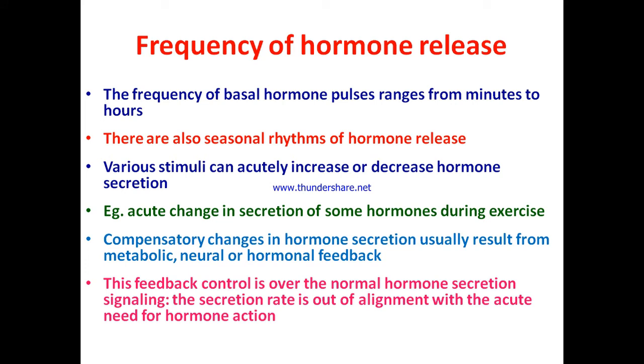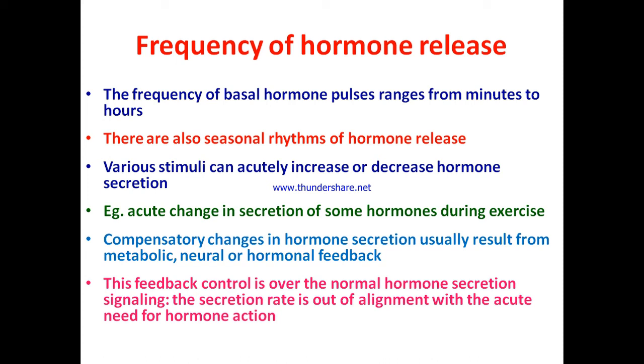The frequency of basal hormone pulse ranges from minutes to hours. So it can be released every minute or every hour, something like that. There are also seasonal rhythms of hormone release. For example, certain hormones are released during different stages of the menstrual cycle. Various stimuli can acutely increase or decrease hormone secretion. Example, acute change in secretion of some hormones during exercise. So different stimuli are there, and they can acutely increase or decrease hormone secretion.